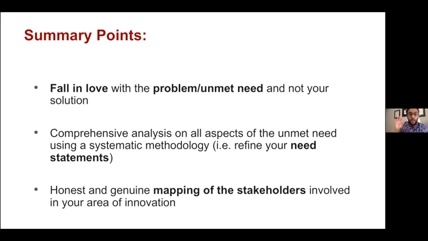Make sure you go in depth with the comprehensive analysis on the unmet needs, looking at stakeholders, looking at the mechanism of action, and exploring needs from different stakeholders, because this mapping of the stakeholders is going to be a critical piece. It allows you to know where the highest value is, which stakeholder considers enough value that they would pay for your particular solution or unmet need area of development.